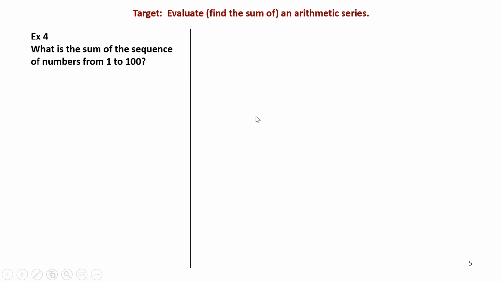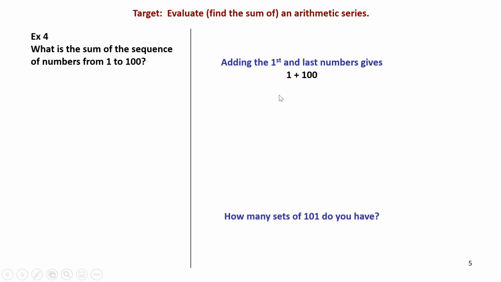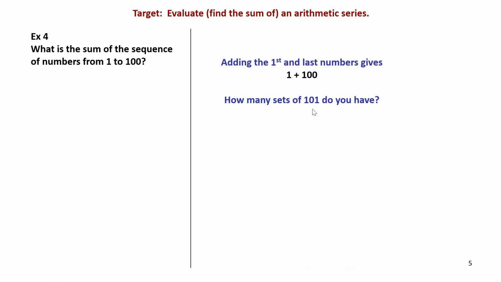All right, so I'm going to look again at the sum of the first and the last. That's 1 plus 100. Now in the last one, I actually added them all up. I did 2 and 9, I did 3 and 8. I don't want to do that because that's going to take me way too long. The question is, once I add these guys together, how many sets of 101 do I get? All right, how many sets would you get?